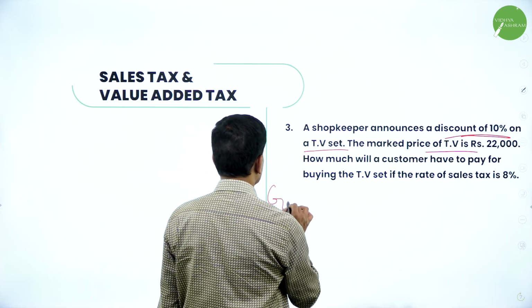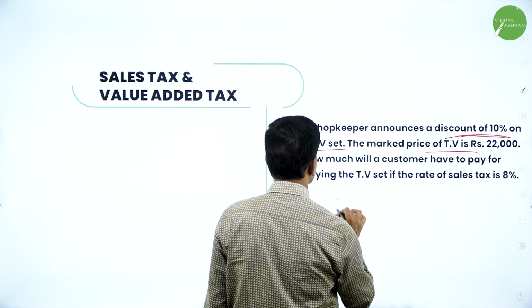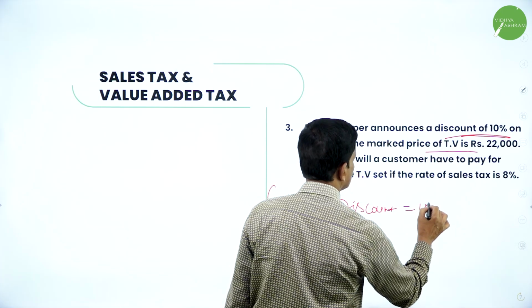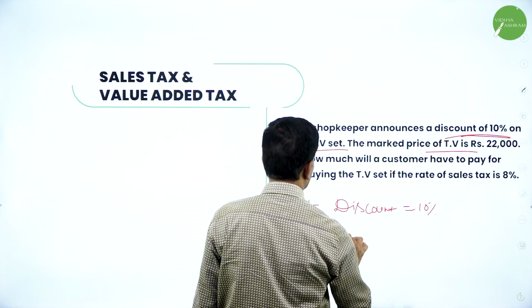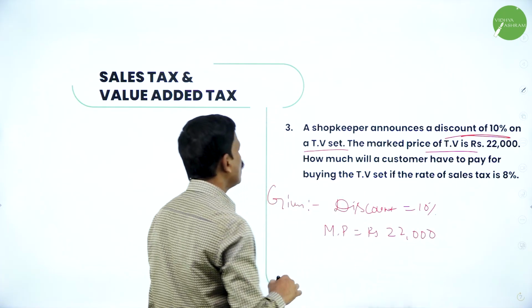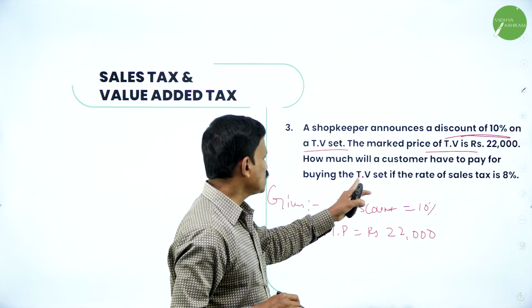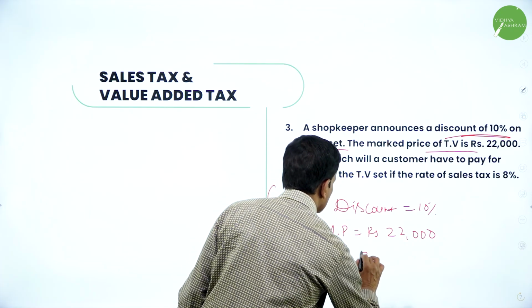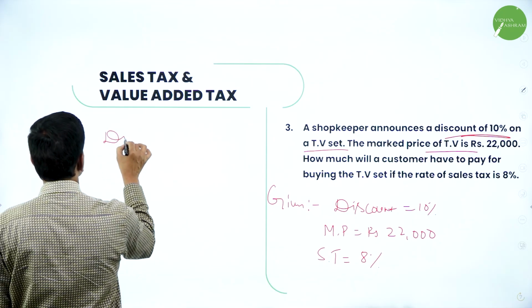So what is given here? Given that a shopkeeper announces a discount of 10% on a TV set. The market price is rupees 22,000. So how much will the customer have to pay for buying the TV set if the rate of sales tax is equal to 8%?